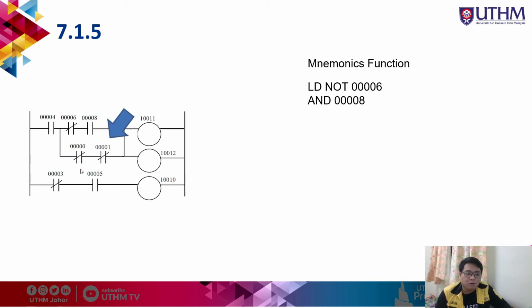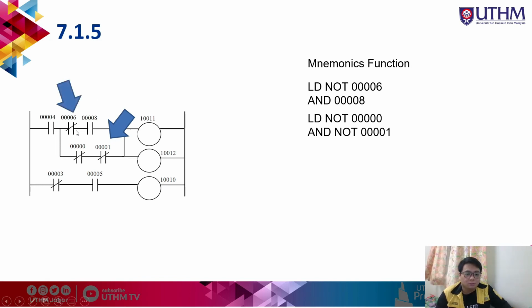Okay, next we move to the line at the center. We will use LD NOT 00000 and AND NOT 0001. These two are in series, so we use AND, and NOT because these two have a stroke over them. Next, we will combine these two lines by using OR LD. We use OR because these two lines are parallel.